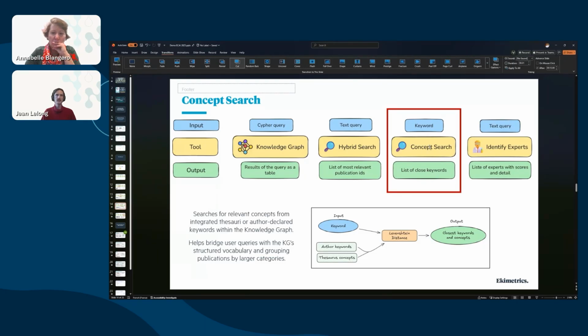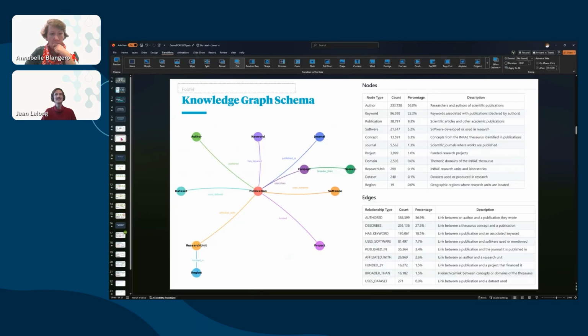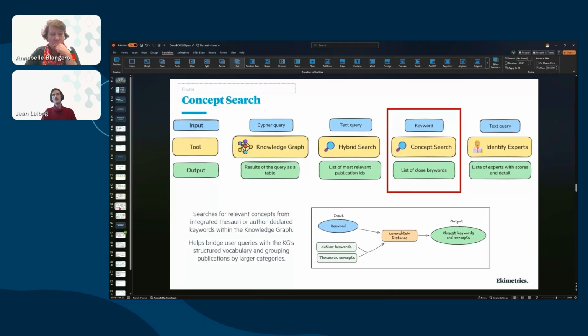And for the concepts, one thing maybe I was not clear about is we detected if the concept appeared in the chunks that we selected from the documents. So again, title, abstract, introduction, conclusion. And if so, we created the link, the edge, sorry, between the concept and the publication.